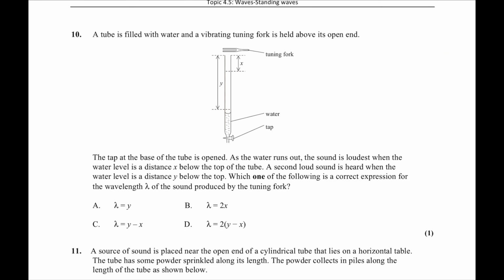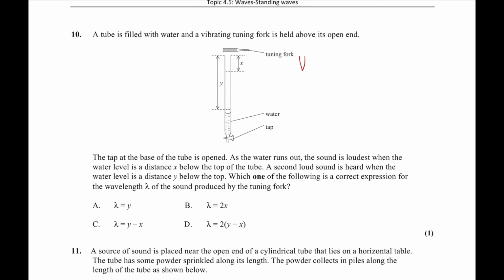Okay, now question number 10 is quite interesting. So a tube is filled with water and a vibrating tuning fork is held above its open end. The tap at the base of the tube is open. The water runs out. The sound is loudest when the water level is at X. So when the water level is at X, you can say an antinode is forming at the open end and a node is forming like this. Okay, this is the first case.